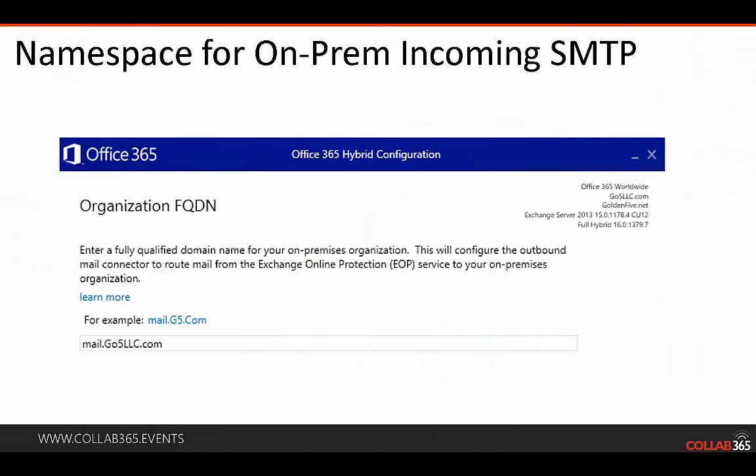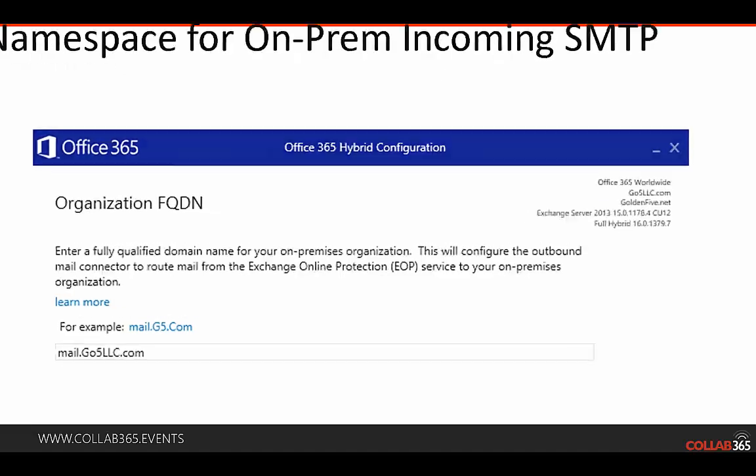Next is the namespace for on-premises incoming SMTP. So enter the fully qualified domain name for on-premises SMTP. This will be configured for the outbound mail connector. This is for the Exchange SMTP mail flow. That should be validated with the certificate, so that has to match your third-party certificate for SMTP.